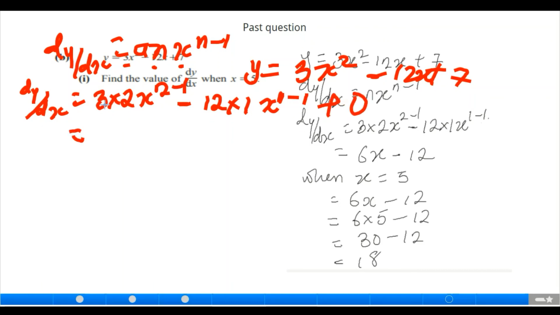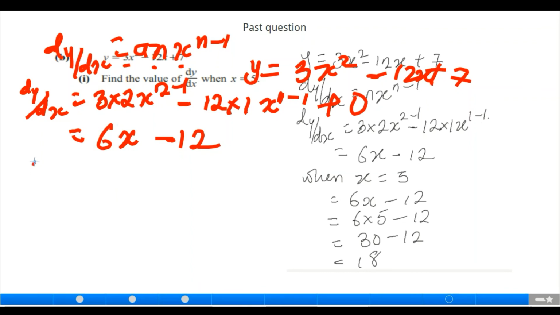Now we have 3 times 2 will give us 6. 2 minus 1, that is 1. So we have x raised to power 1, which is x, minus 12 times 1 is 12, right? 1 minus 1 is 0. Under indices, anything raised to power 0 will give us what? 1. So x raised to power 0 will give us 1 here, and this is 0. So for this now, the dy/dx is going to be 6x minus 12.